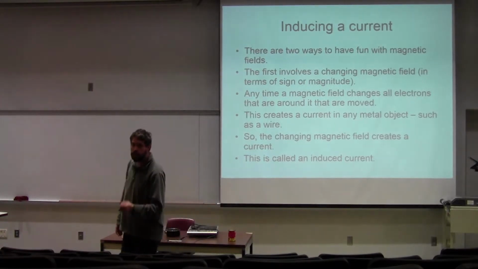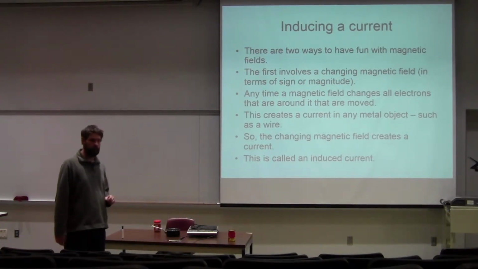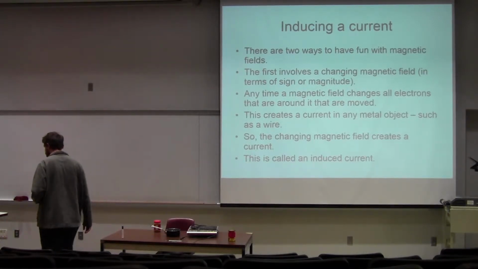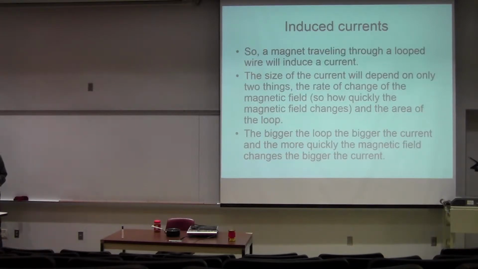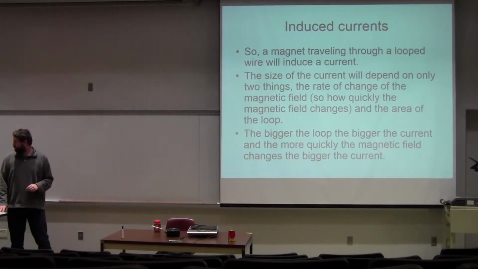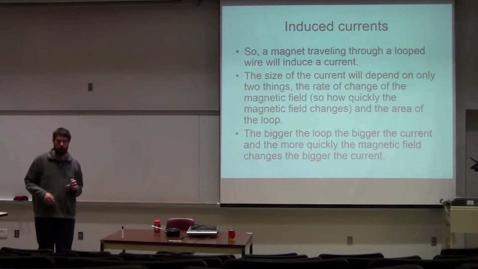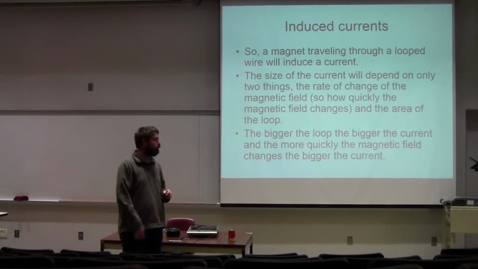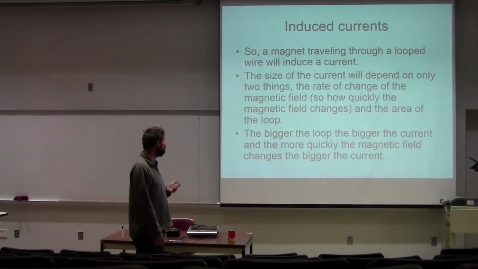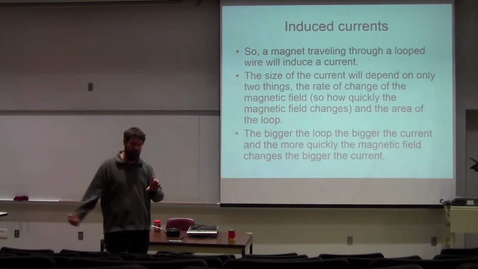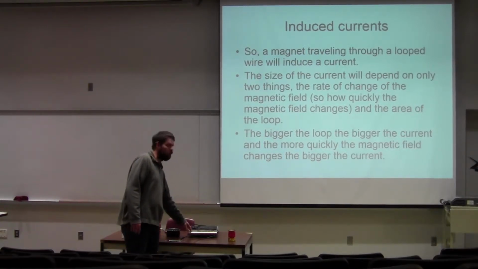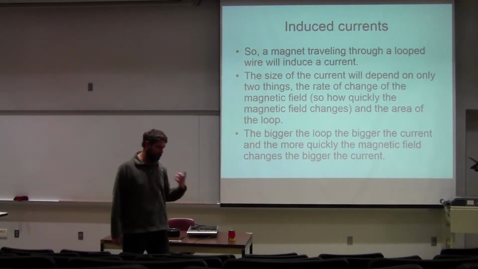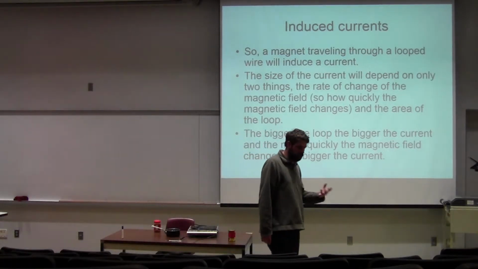This current is called an induced current, thus induction. So a magnet traveling through a looped wire is a way to change your magnetic field. That will induce a current in the loop of wire. The amount of current depends on two things: the rate of change in the magnetic field, in other words, how fast you move the magnet, or in this case, how quickly I fluctuate the magnetic field, and by how much, in the area of the loop. The bigger the loop, the bigger the voltage, the bigger the current.